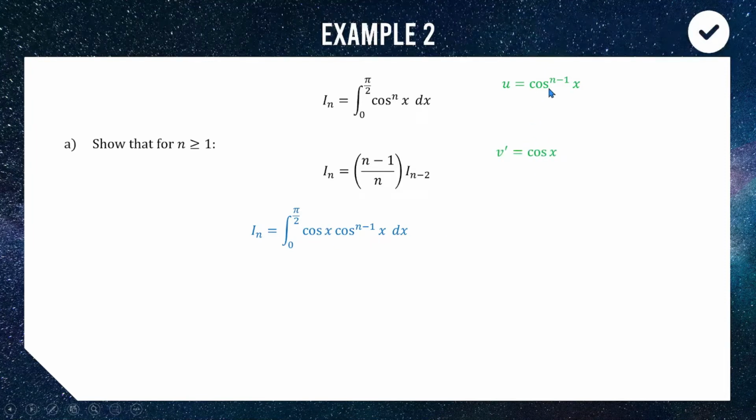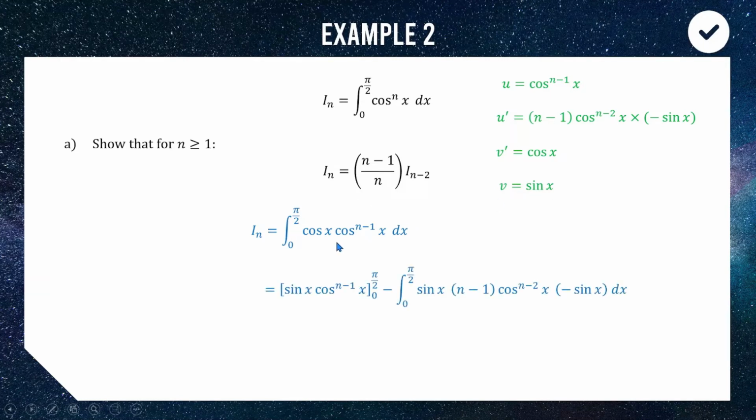Okay, differentiating cos to the n minus 1 using the chain rule. So n minus 1 comes down the front. Power is now n minus 2, and now we need to multiply by the derivative of cos, which is negative sine. Okay, so applying the chain rule here, integrating from v prime to v, the integral of cos is sine. So here are the pieces we need for our by parts formula, so let's chuck those in. So at the front we have our uv. So we've got our cos to the n minus 1 multiplied by our sine.